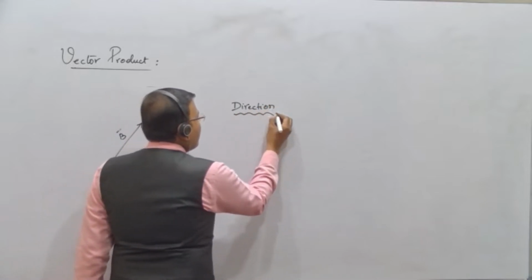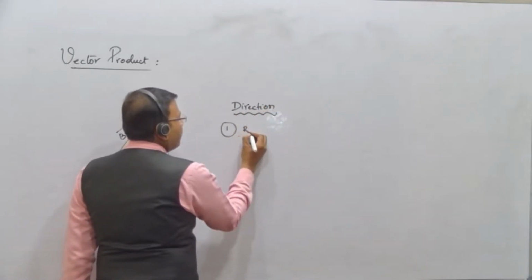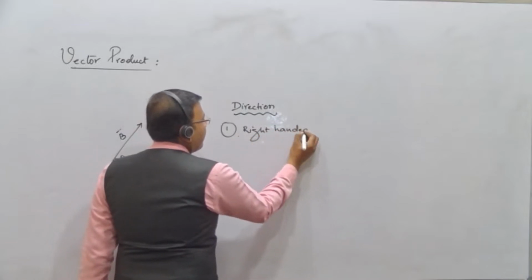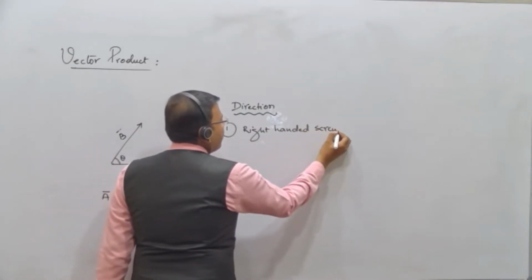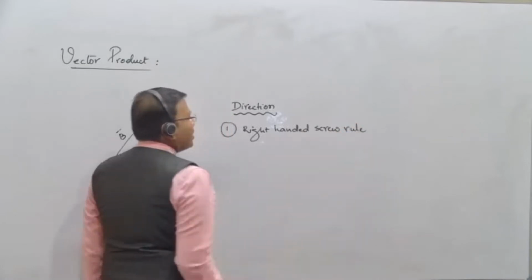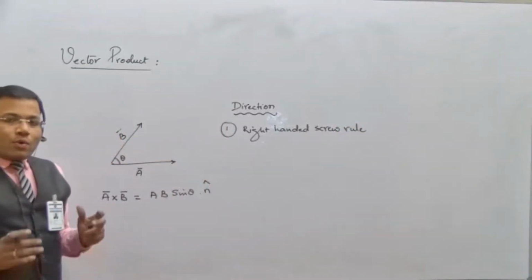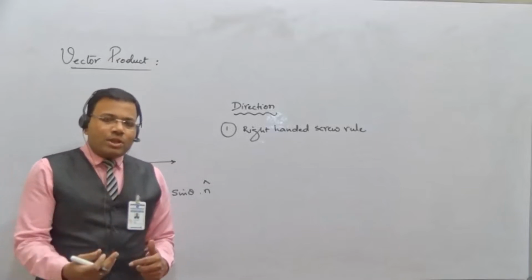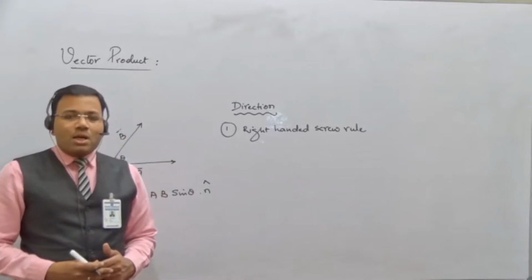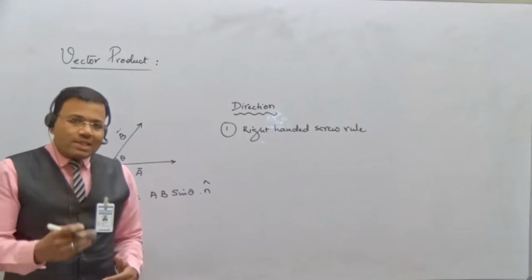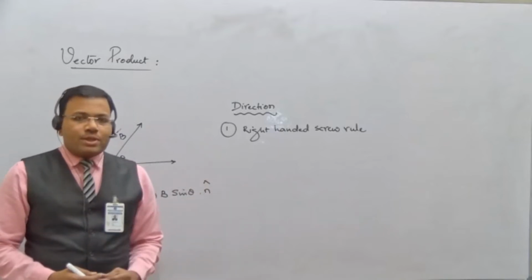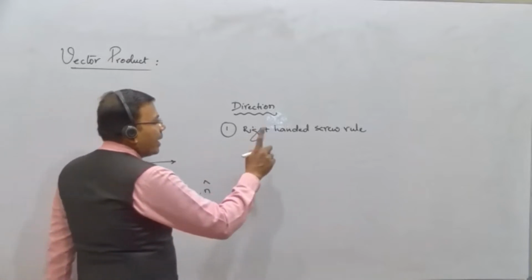The first method is the right-handed screw rule. So what is this right-handed screw rule? How to explain this? Pay attention, it's very simple. Another method is there that I always ask the students to apply, the second method, not the first method, but this is there in our syllabus as per NCERT, so you should study that. So what is this right-handed screw rule?